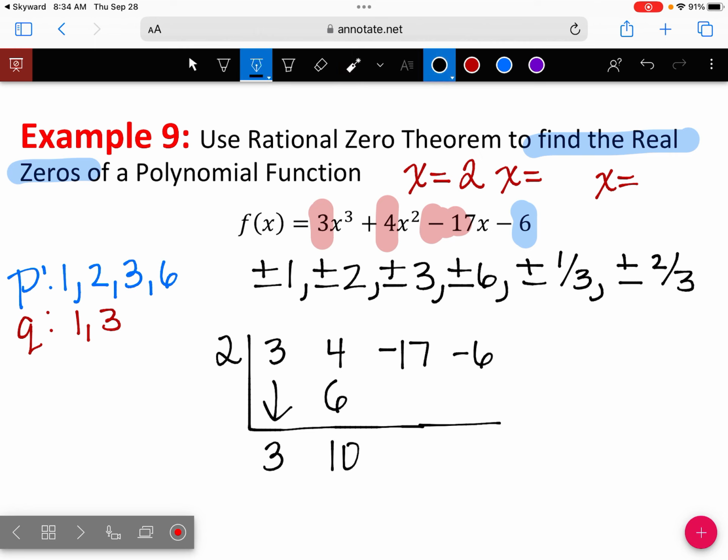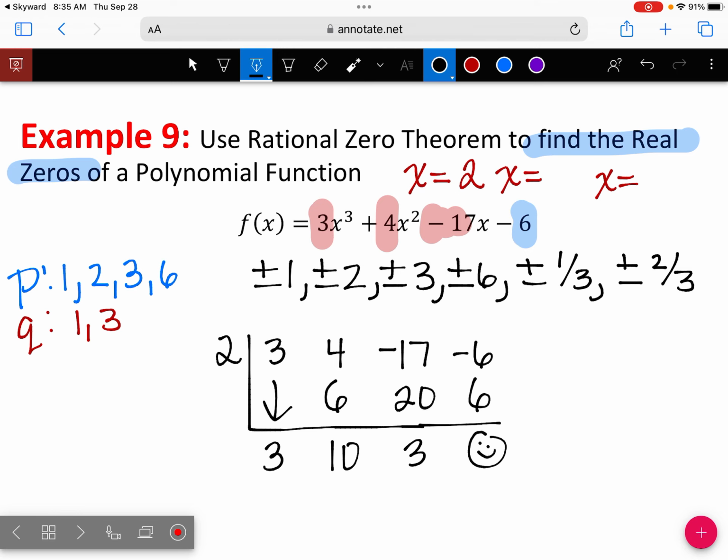Take that 10, multiply it by the 2. 10 times 2 is? 20. Put that under negative 17. You add negative 17 plus 20, and you get 3. 3 times 2 is 6, and you'll know it's right because you should also end with a 0. If you don't end with a 0, then you did it wrong.